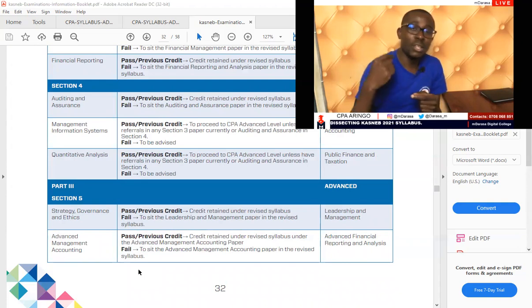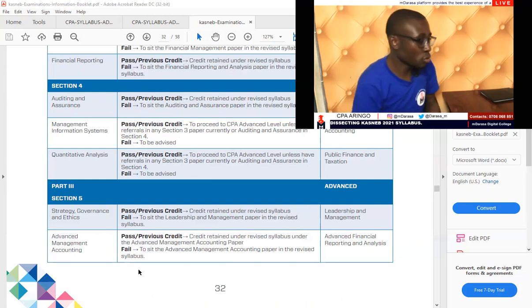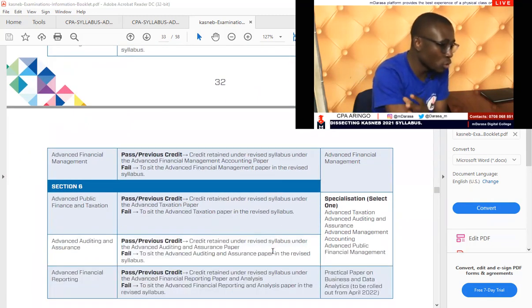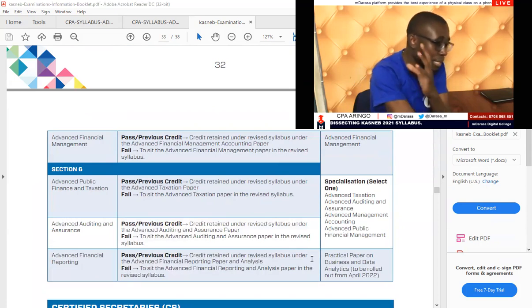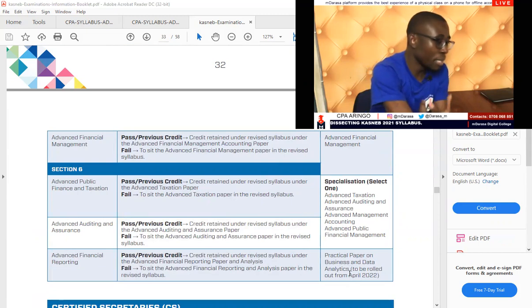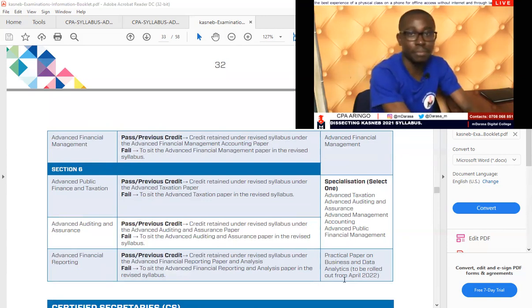So meaning that those who will be doing the exams from January 2022 at advanced level, these are the students who will be subject to specialization. And the beauty part of it, you'll find that there's this concept that has been introduced, which is known as what? And it will be compulsory, of course, it should be a practical paper on business and data analytics. And this one is going to affect these students from after what? After the exams in April.